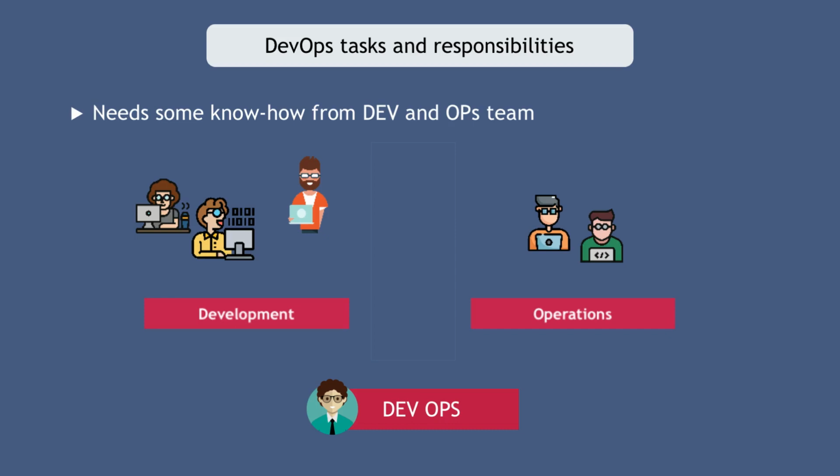So developers don't have to talk directly to operations. They can talk to DevOps, because DevOps have a common language with the developers. As well as on the other side, DevOps has the common language with operations, so they can transfer that message to the operations much easier.